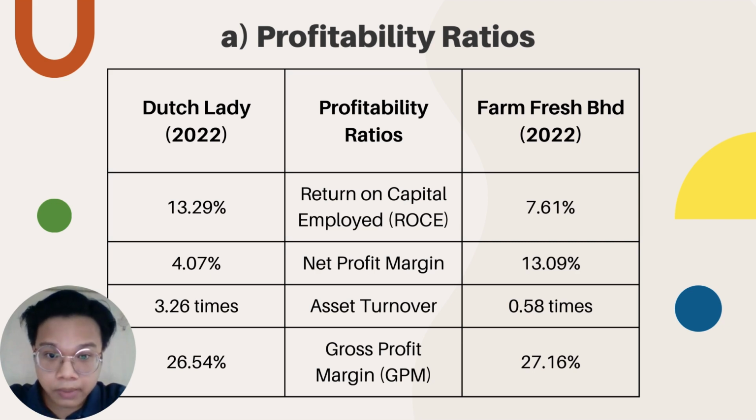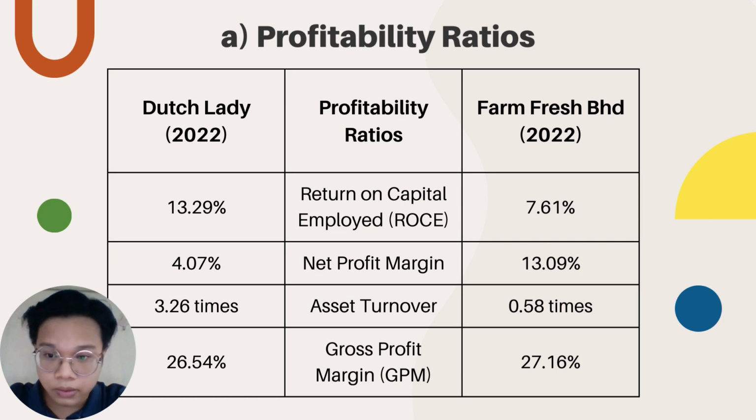Proceed on net profit margin or NPM. The table above shows that Dutch Lady Milk Industries Berhad's net profit margin for the year 2022 is 4.07%, whereas Farm Fresh Berhad's NPM is 13.09%. It demonstrates that Farm Fresh management outperforms Dutch Lady Milk Industry Berhad in terms of producing enough earnings and keeping operating expenses under control.